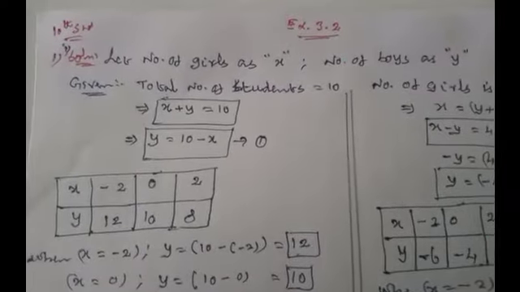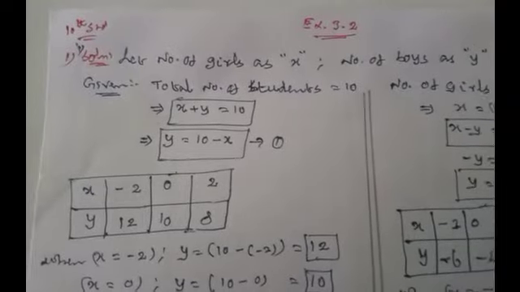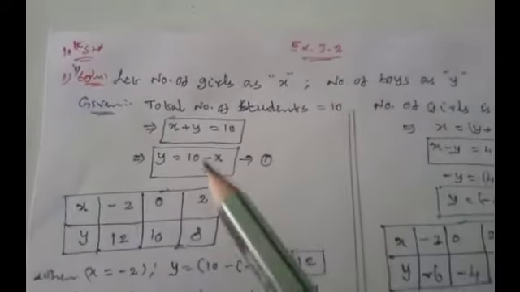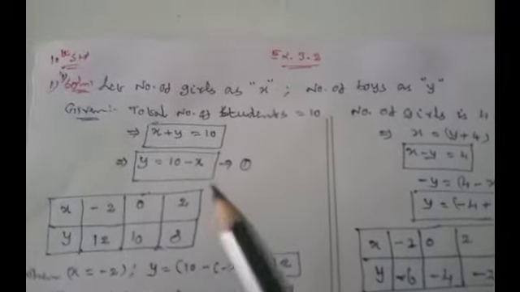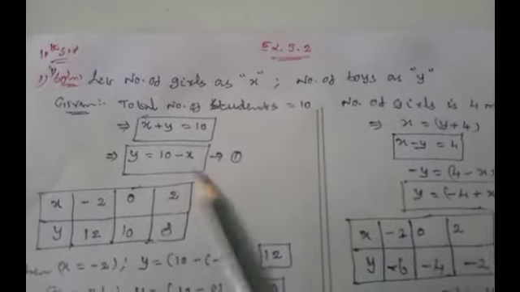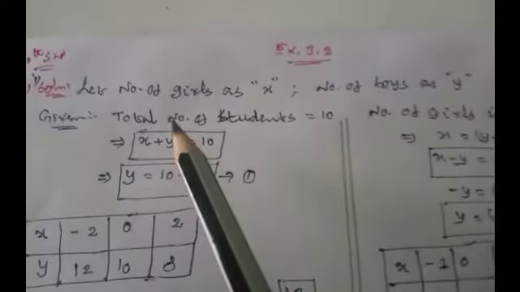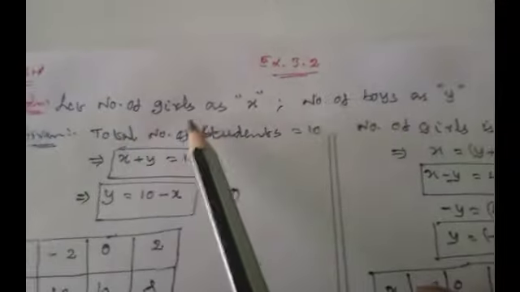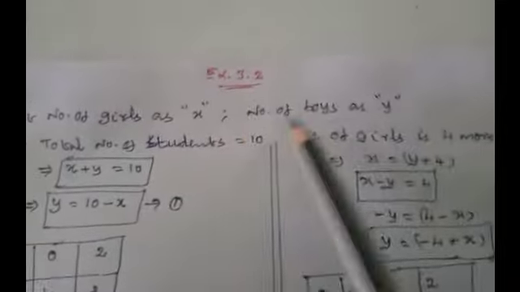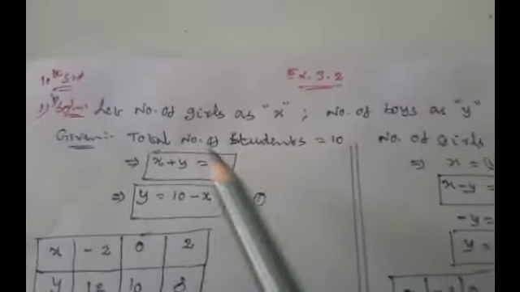Exercise 3.2, first Roman letter, first subdivision. For that we have to solve the two linear equations and find the solution graphically. Now here let us consider the number of girls as x and the number of boys as y. So the total number of students, this is the first statement given.